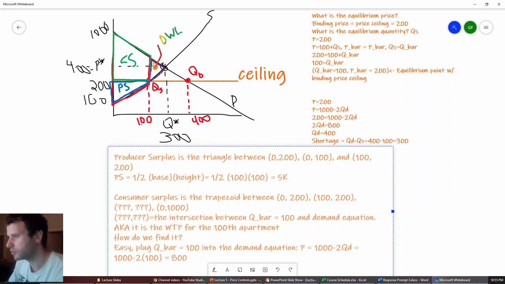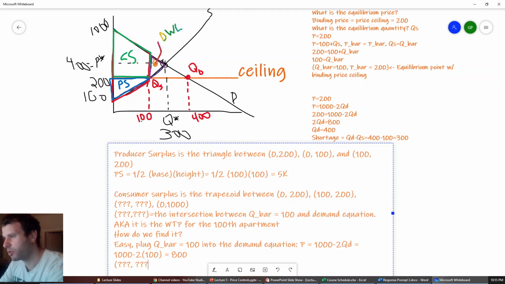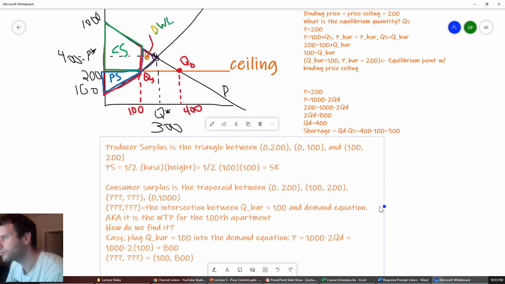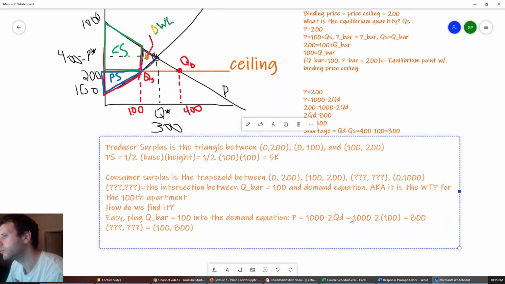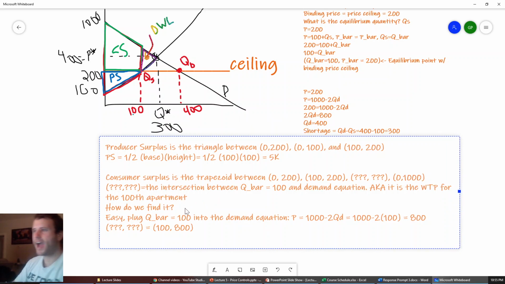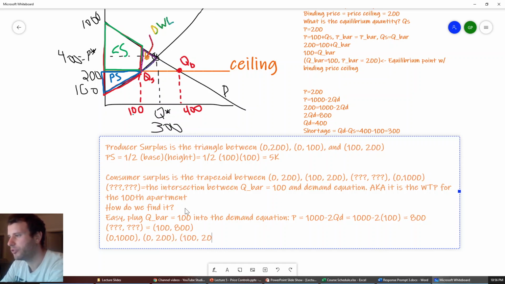So this point here is equal to 100 on the x-axis, because it's the 100th apartment being sold, and 800, which is the last person's willingness to pay. Okay, so now we have the full trapezoid, right? We have 0, 1,000. We have 0, 200. We have 100, 200. And we have 100, 800.